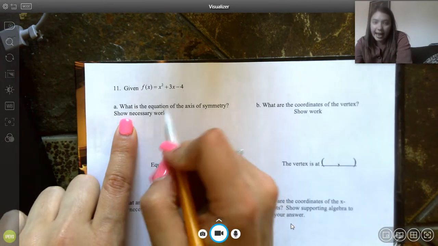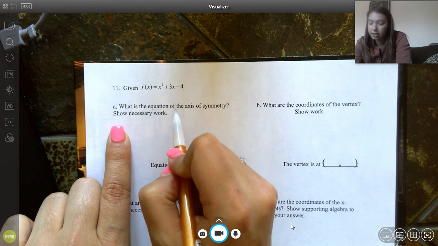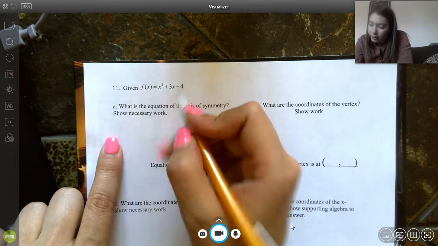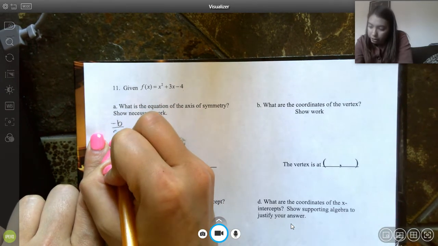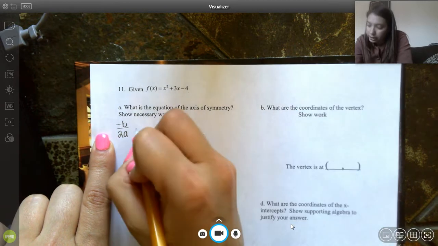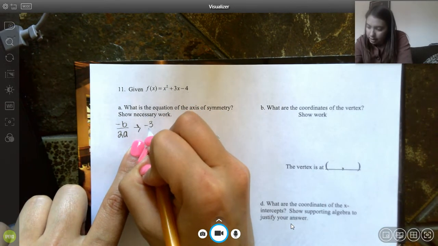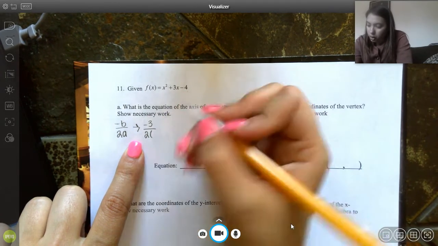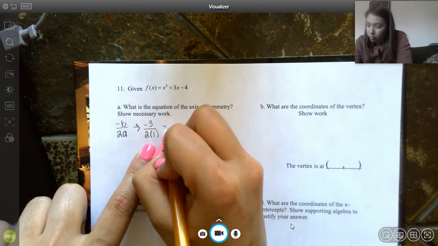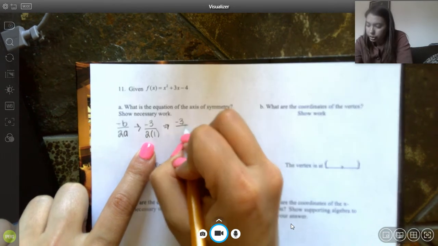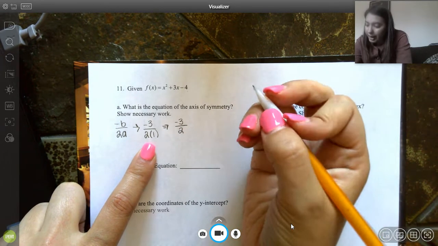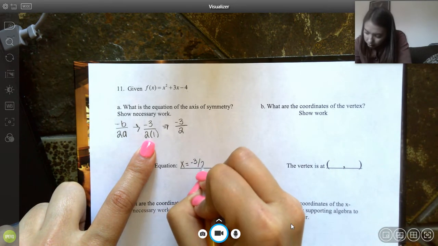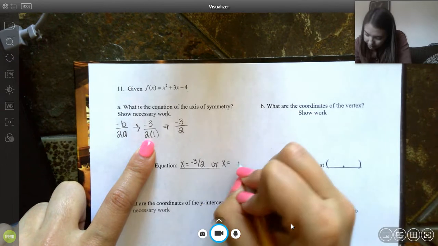So 11a asks us for the equation of the axis of symmetry and to show the necessary work. Well, because this is given to us in standard form, we are going to use the opposite of b over 2a. When we do that, the opposite of b is negative 3 over 2 times a, which is 1, which is negative 3 over 2, or negative 1.5. So it's really up to you how you'd like to write it. x is equal to negative 3 halves, or x is equal to negative 1.5.